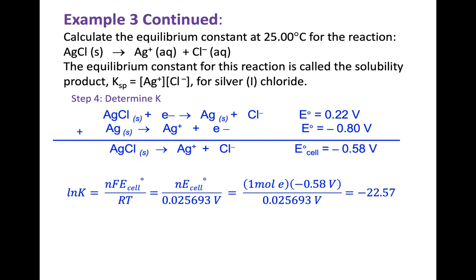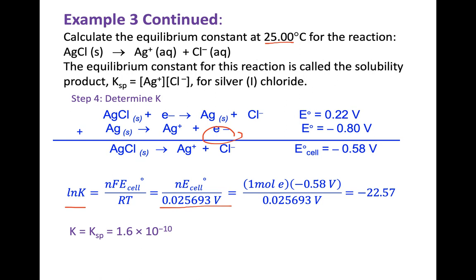If we combine all of these constants, R is a constant, F is a constant, T is temperature at 25 degrees C, we can simplify this equation to natural log of K is equal to nE cell over 0.025693 volts. This is a very handy relationship that you may want to write down, because it works for everything at 25 degrees. So then we simply note the number of electrons, 1 mole of electrons being transferred, negative 0.58 volts, divided by 0.025693 volts, and we get the natural log of K is equal to negative 22.57.